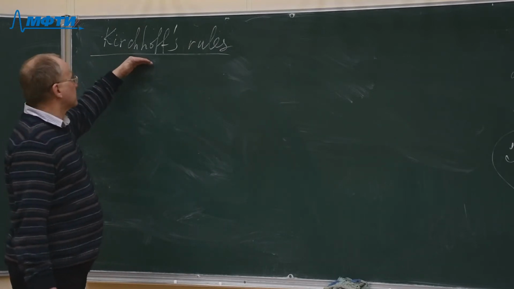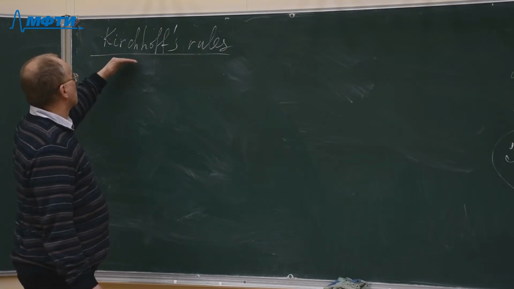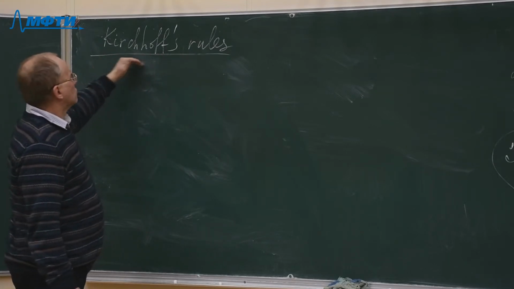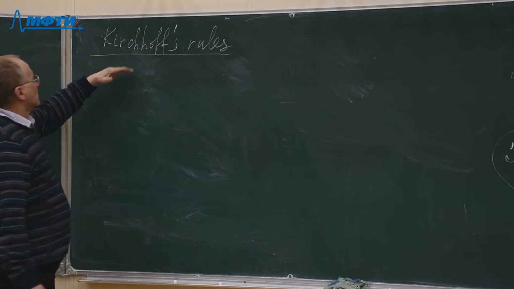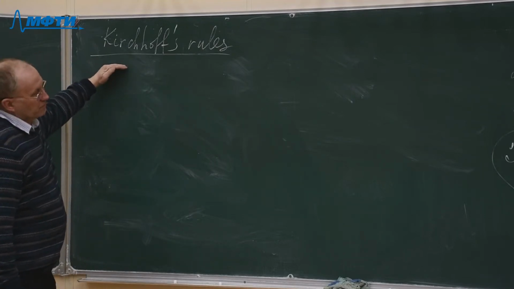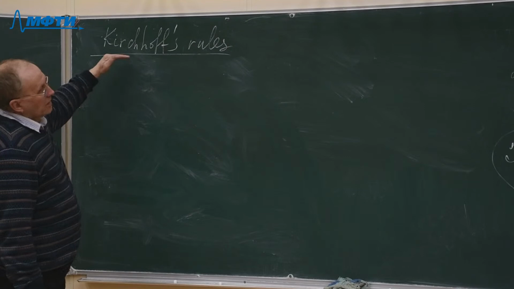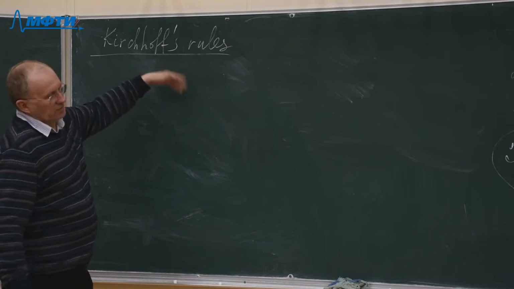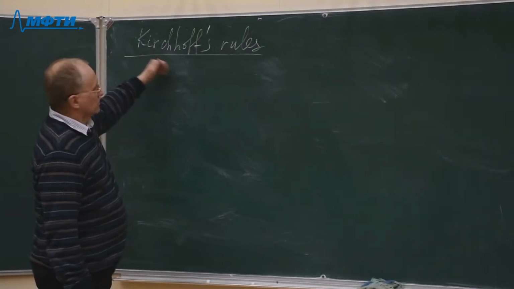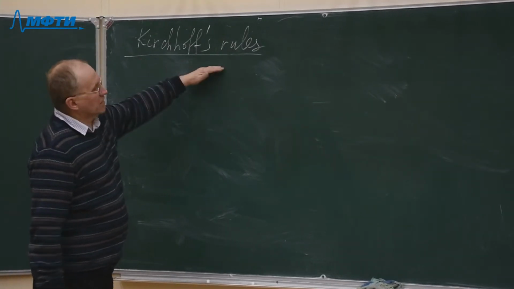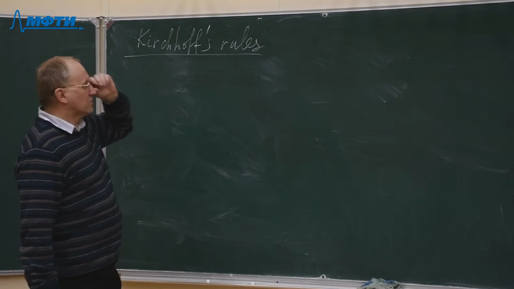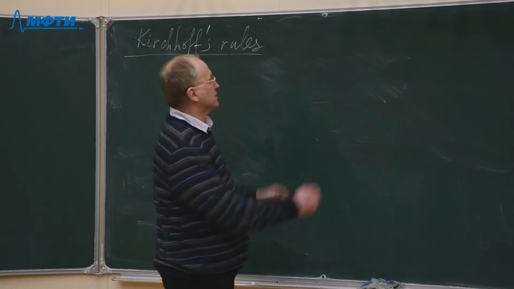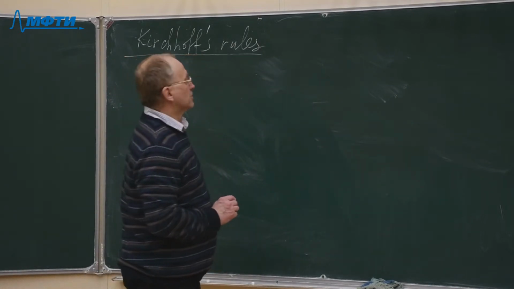They are not themselves a law of physics. There are two rules discussed by Kirchhoff, a German scientist, and these two rules are based on physics laws which you know. We will discuss them now, and these rules allow one to calculate currents and potential differences in any complicated circuit.